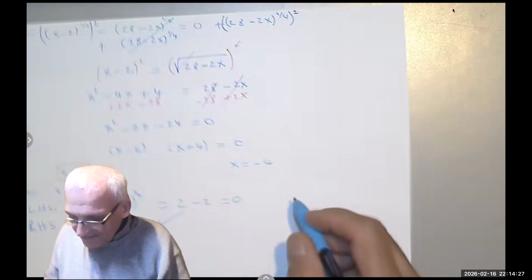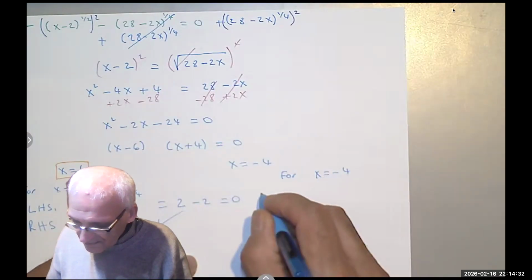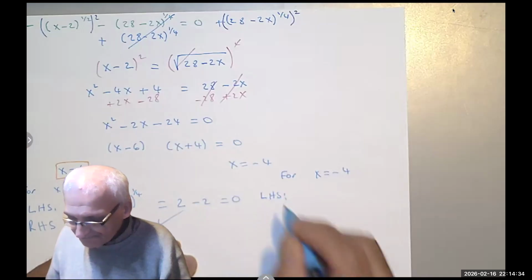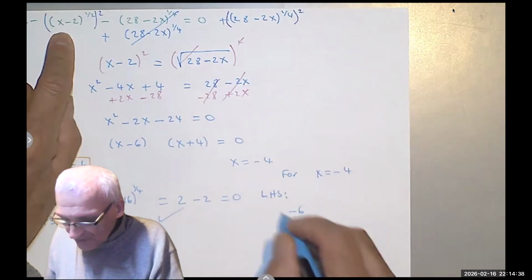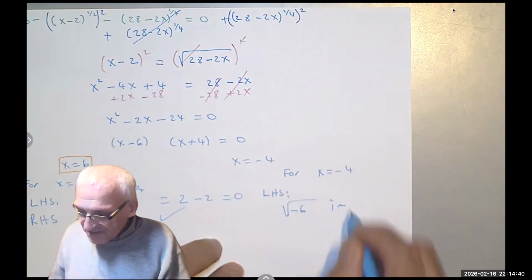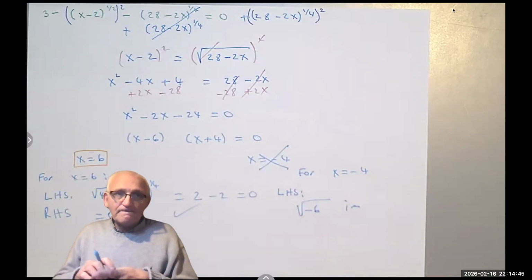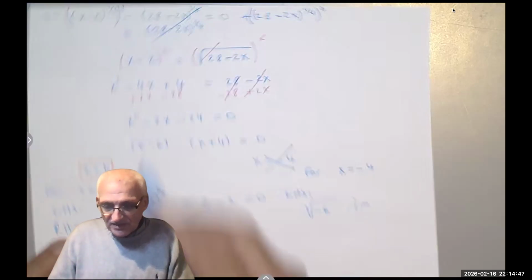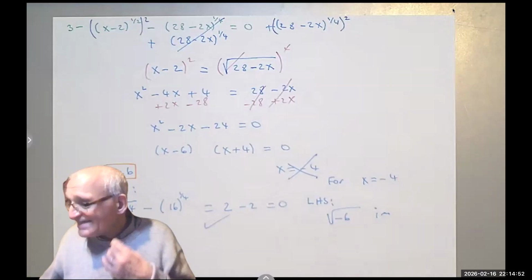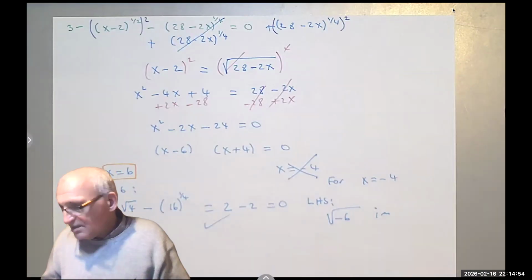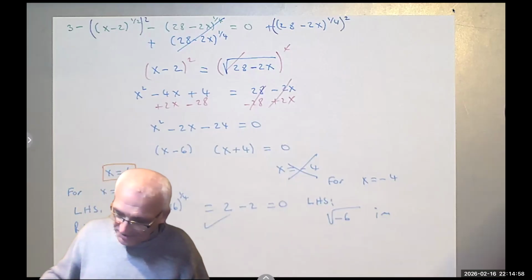For x equals -4, left-hand side, I have x minus 2 is -6. Square root of -6 is imaginary. You stop and say erroneous. There is no reason to continue. Okay, you cannot have a real outcome of a square root of a negative number, right? That would be root 6i.